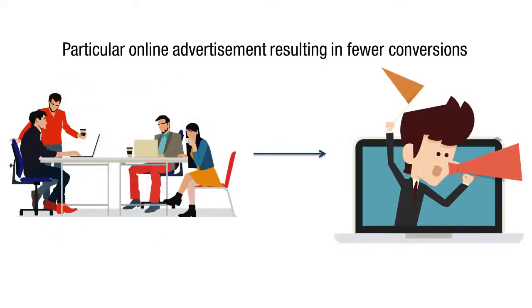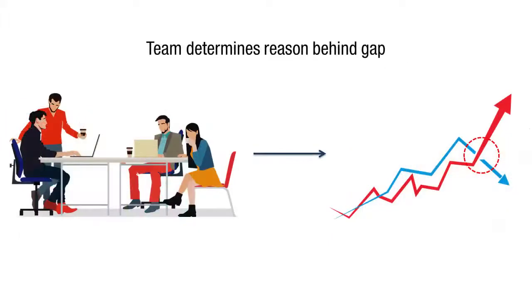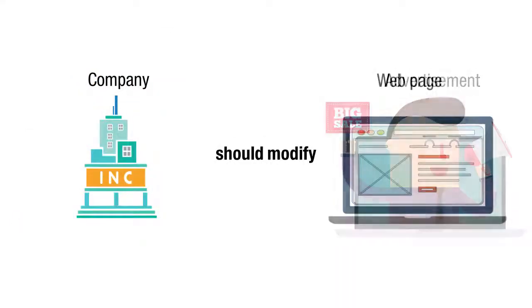If the digital marketing team observes that a particular online advertisement is resulting in fewer conversions than other online advertisements, and they've determined that the reason behind the gap is a mismatch between the advertisement and the page to which it links, then the company should either modify the ad or the web page.